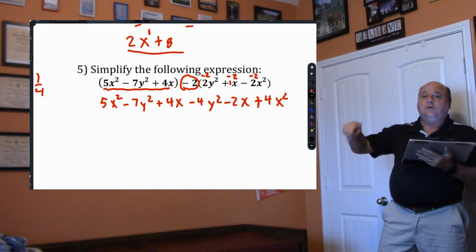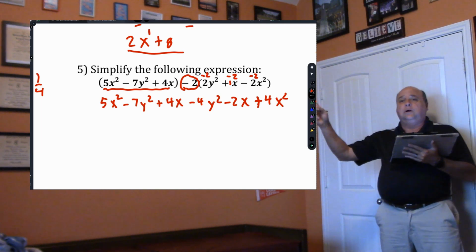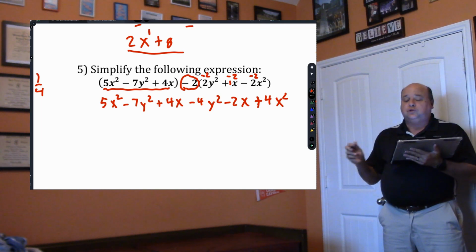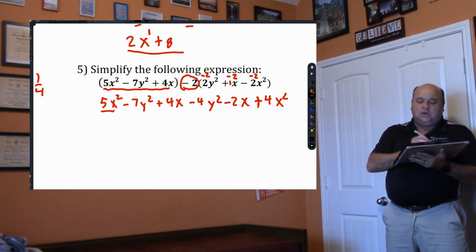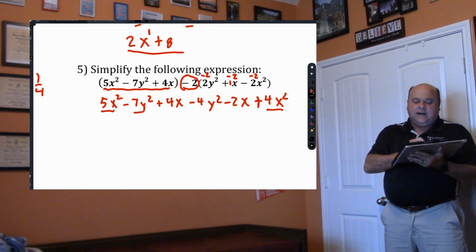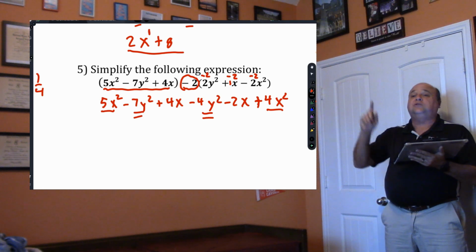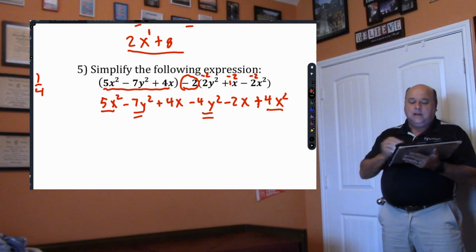Now then, we're going to single underline, double underline, and triple underline. The biggest exponents are 2's. So I'm going to single underline the x squares, and I'm going to double underline the y squares because we're going to put them in alphabetical order.